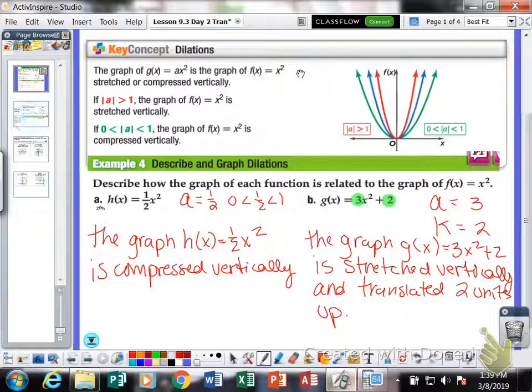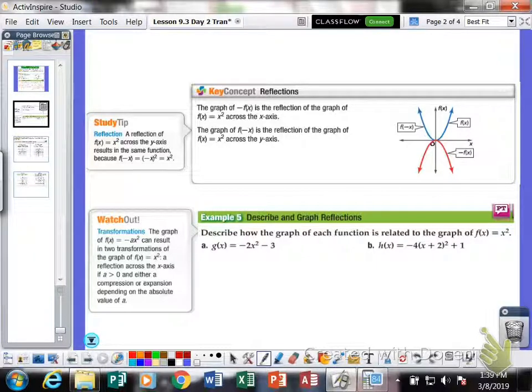All right, so let's see what else we got here. So the graph of negative f of x is the reflection of the graph f of x equals x squared across the x-axis. So it reflects it. So when we have the negative a, we're going to also reflect it. So there's a bunch of stuff that can happen with these translations.